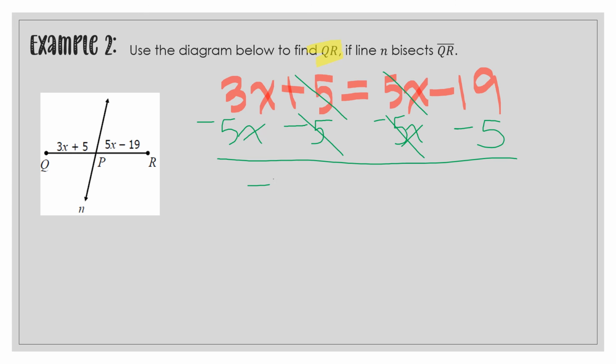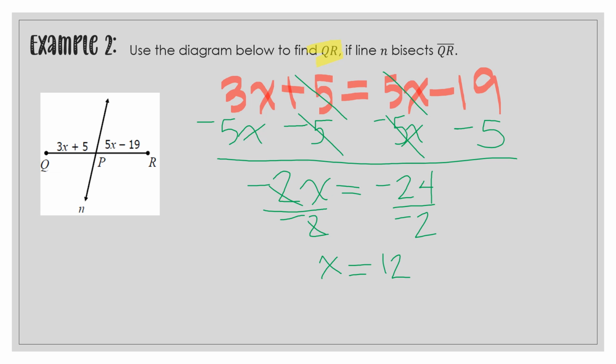3x minus 5x is negative 2x. Negative 19 minus 5 is negative 24. Divide both sides by negative 2. So I get x equals 12. And again, this one did not ask for x. This one asked for QR, which is the length of that entire segment. So we are going to need to find both pieces, which should be the same, and then add them together.